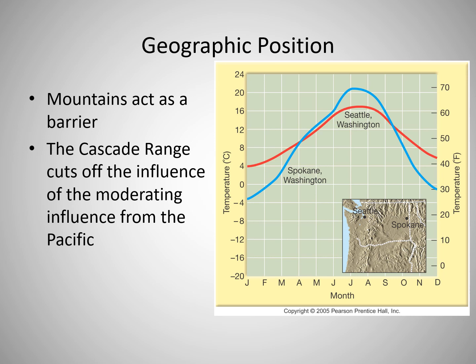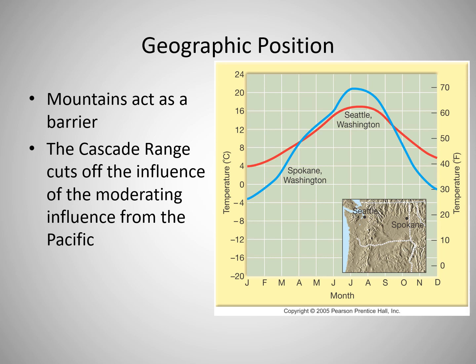Here's another example of geographic position: mountains acting as a barrier to the moderating influence of a maritime environment. You have Seattle, Washington, and Spokane, Washington. They're both about the same latitude. Seattle is on a windward coast, so we expect less temperature variation throughout the year on the west coast than the east coast.